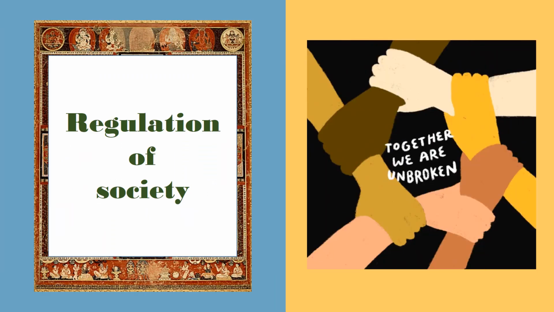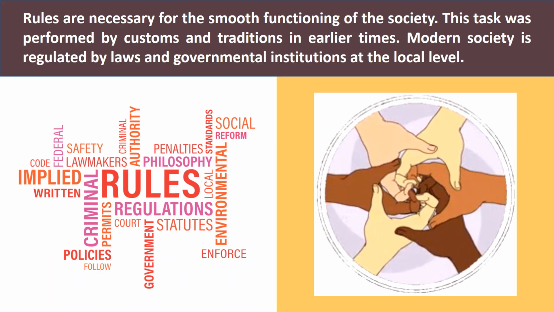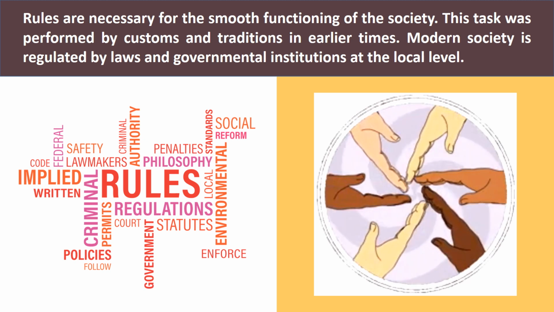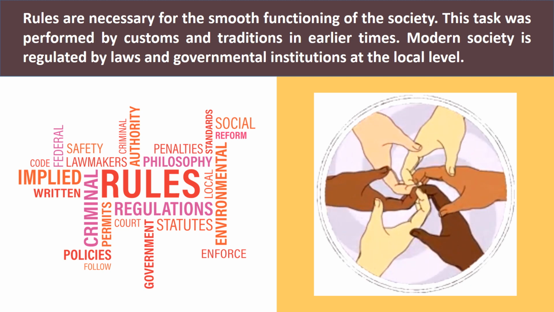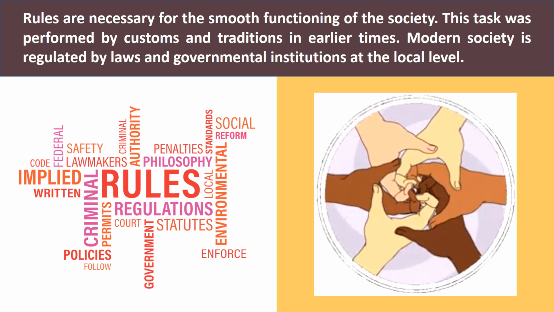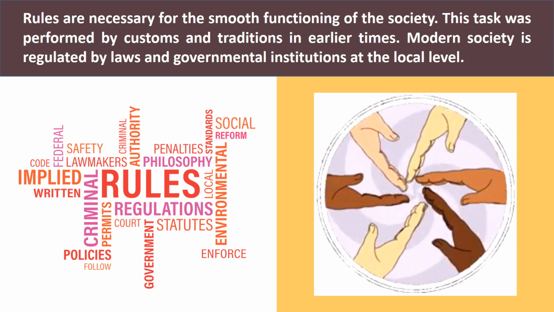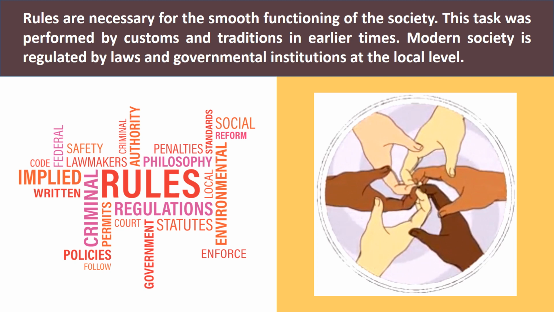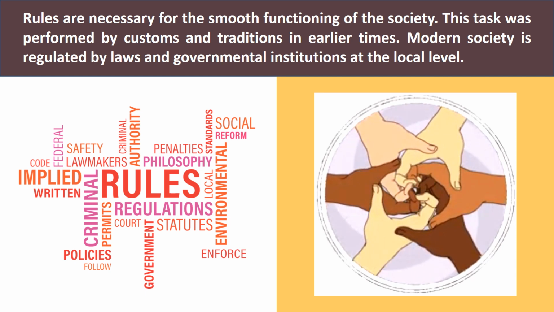Regulation of society. In order that society functions smoothly, some rules are required. In ancient times, society was mostly regulated with the help of tradition. But in modern times, along with traditions, laws are needed. The regulation of society through laws and traditions is carried out by different organizations and institutions. The government bodies at local level also play an important role in the process of regulation of society, about which we will be learning in the next chapter.